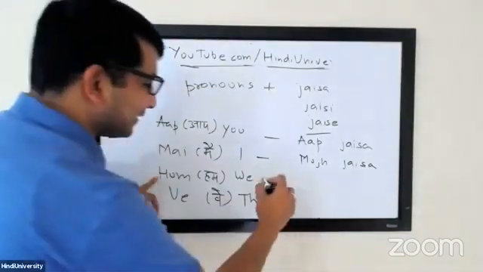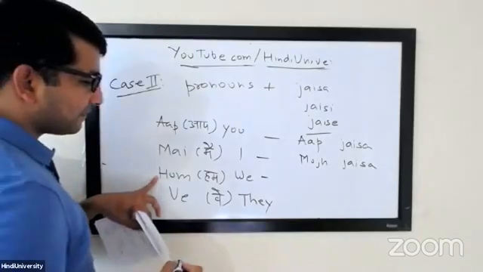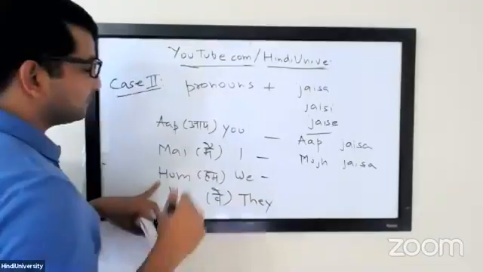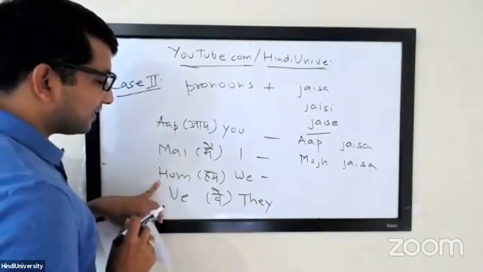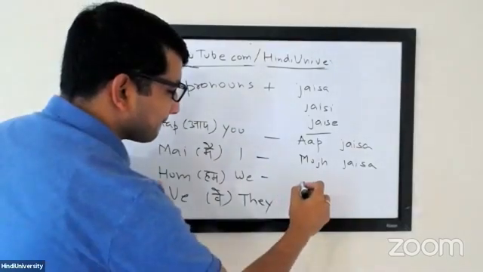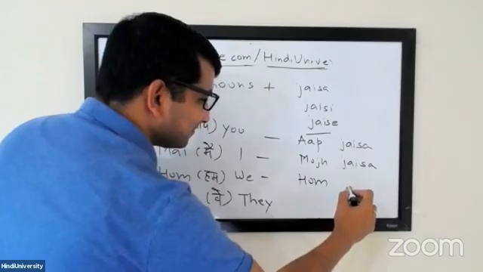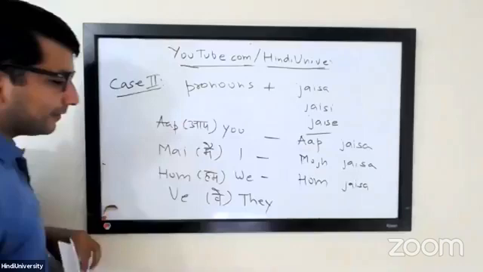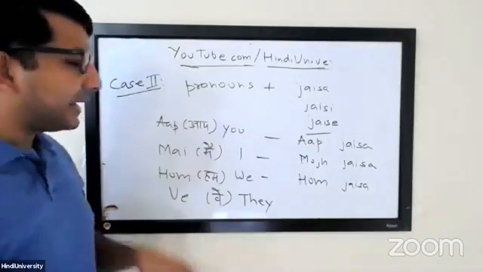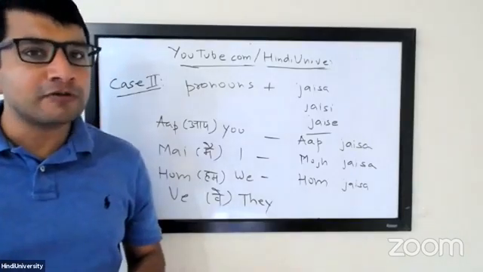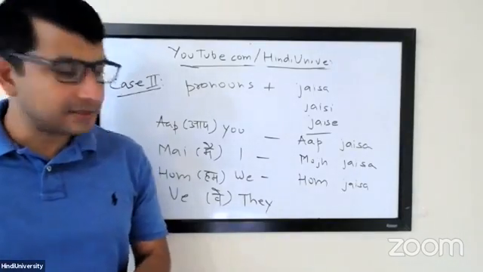Next one. This one is simple. Hamara? No, that's the possessive. Very good. Humko? That's it. Hum jaisa. Very good. Hum jaisa. So right after this case, we'll have case 3, in which we'll talk about the possessive pronoun followed by jaisa, jaisi, and jaise.